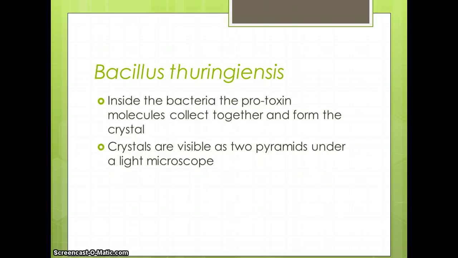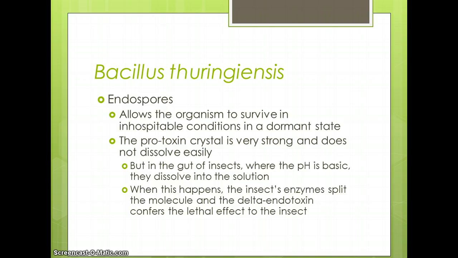Inside the bacteria, the protoxin molecules collect together and form a crystal. Crystals are visible as two pyramids under a light microscope. It has endospores as well. Endospores allow the organism to survive in inhospitable conditions in a dormant state. The protoxin crystal is very strong and does not dissolve easily.